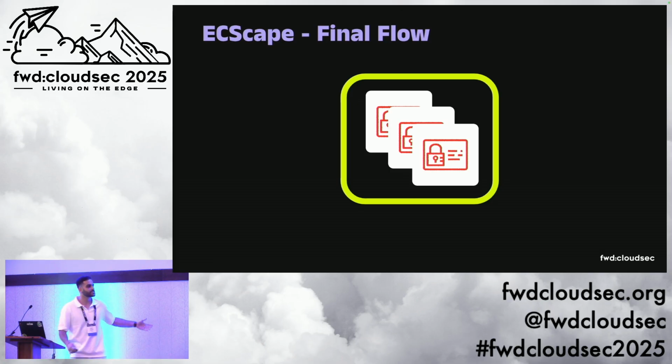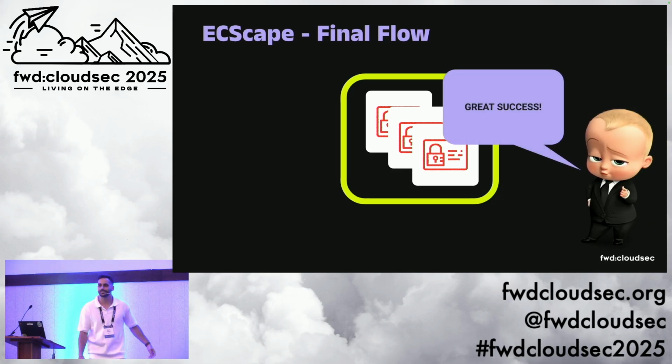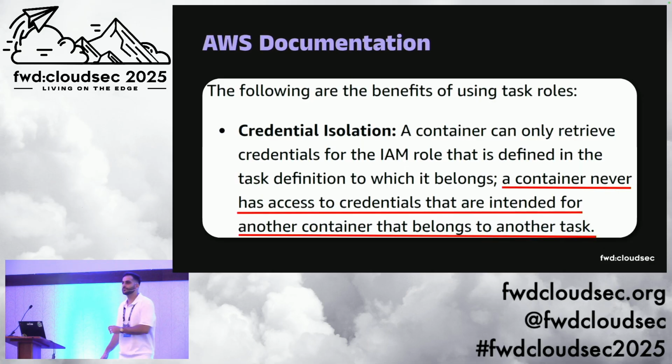I showed it to my boss, and he was very happy, said it's a great success. What does the AWS documentation have to say about it? So I searched online, and I found this documentation stating that a container never has access to credentials that are intended for another container that belongs to another task. That's the promise of task roles: isolation, security, and separation. But as we saw, using this technique, we can reach beyond that boundary.